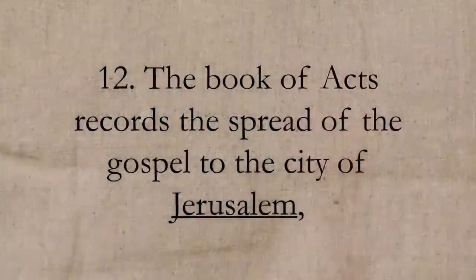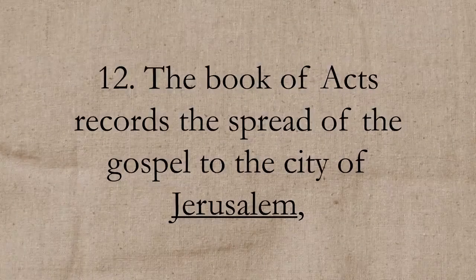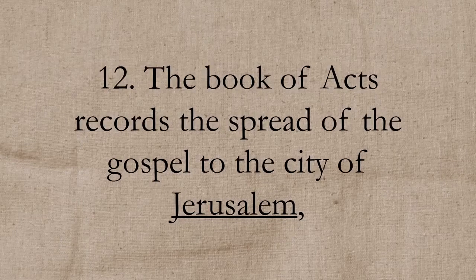Okay, so now you know a little bit about the Gospels, their authors, and who they were writing to. And we're going to move on now to point number 12. Some of this is probably going to reiterate what we talked about in the chart, but just bear with me. On point number 12, we see the book of Acts, and that's the book that follows the Gospels. The book of Acts records the spread of the gospel to the city of Jerusalem. And that story can be found in Acts chapters 1 through 7.